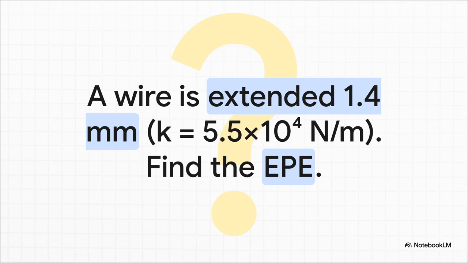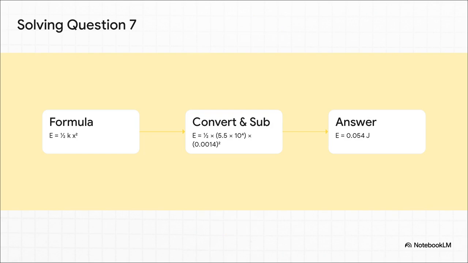Okay, let's try another one. This time we're dealing with a wire, and we've got some different numbers. We know the force constant, and we have an extension, but this time it's in millimeters. Let's find out how much energy is stored. We're going to use the exact same formula. The only trick here, again, is the unit conversion. We have to be really careful to change those 1.4 millimeters into meters before we plug it into the equation.